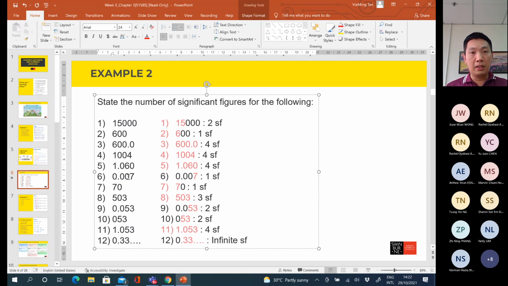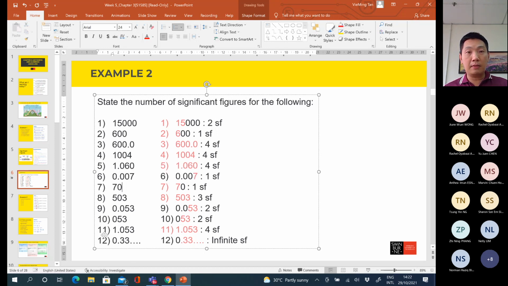0.007. Okay, for these 0s, before them there is no non-zero number on the left hand side. Non-zero numbers do not appear on the left hand side of these 0s. So these 0s should not be counted as significant figures. Only 7. Okay, so the answer is 1 SF.